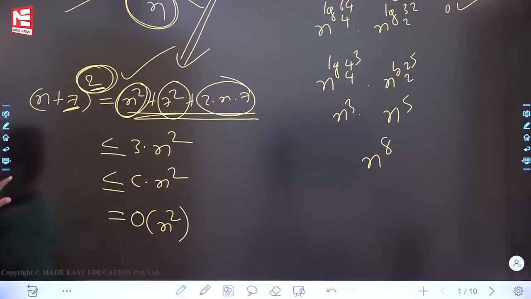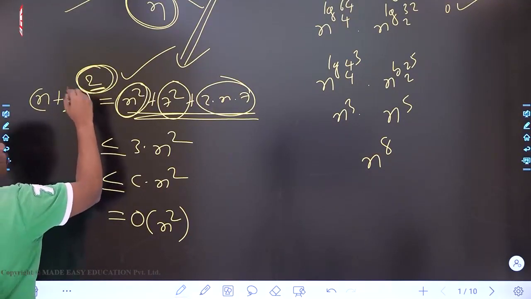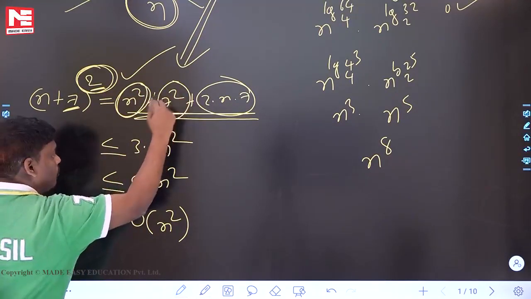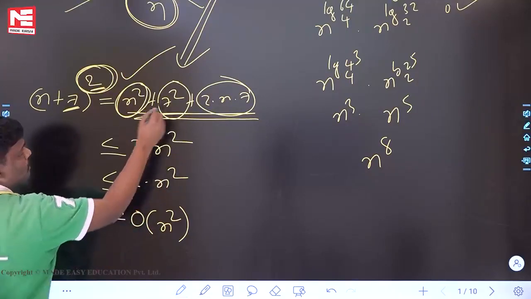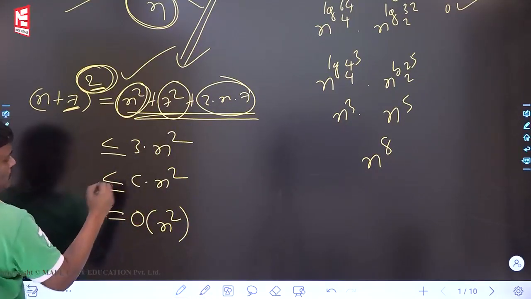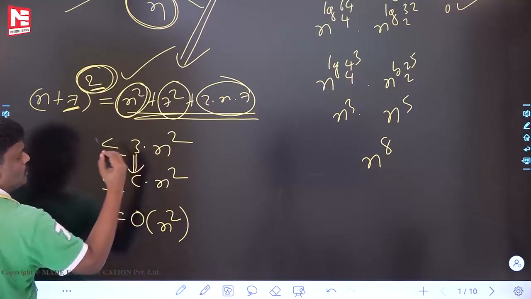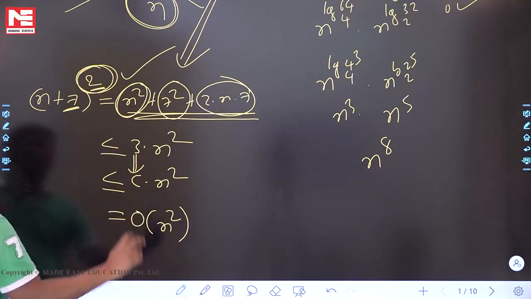Let's see this one. N plus 7 whole square, the actual meaning is this. I took everywhere the bigger term, so 3n square. Because I took a little bit bigger upper bound, less than or equal to 3 into n square means c into n square, where 3 is a constant, so big O of n square.